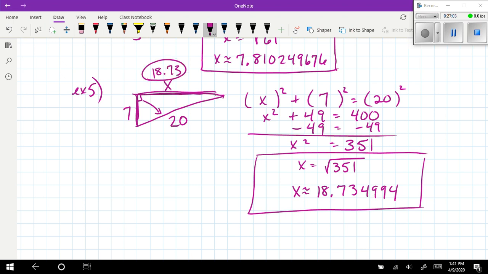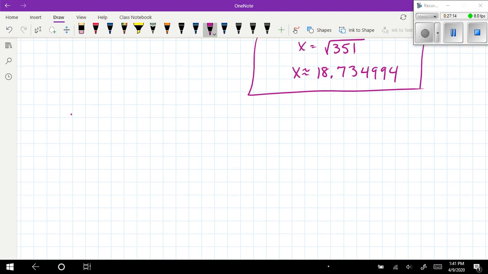So it makes sense because each leg has to individually be shorter than the hypotenuse. So that works. Alrighty, let's move on to example 6 here. And I will give you a triangle that looks something like this. You're going to find x right there. If I give you a 5 root 3 on this leg and a 10 right here.